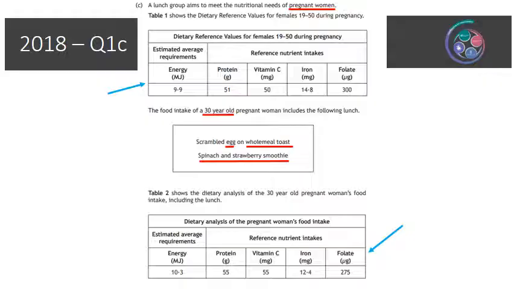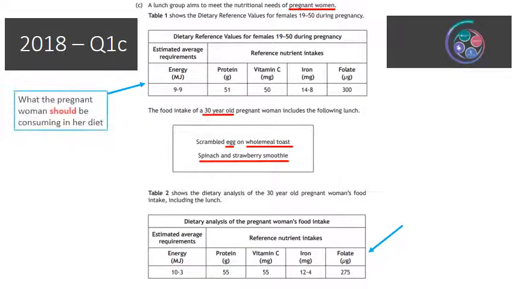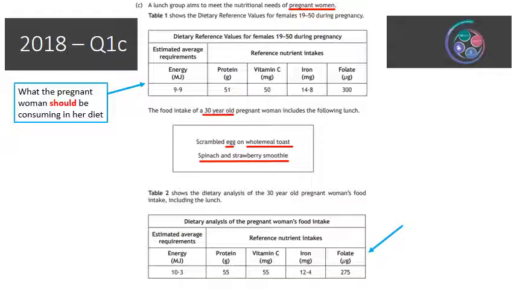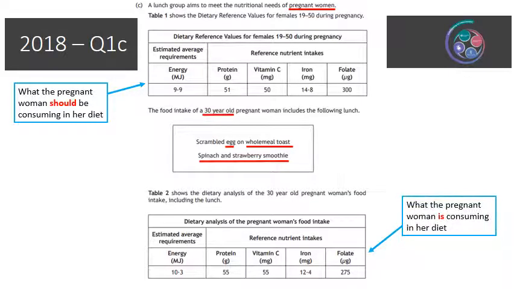If you look at the top table, this is what the pregnant woman should be consuming in her diet, and the bottom table is what the pregnant woman is consuming in her diet. You need to be sure not to get the two muddled up. This question is worth a total of 9 marks. To be able to access all 9 marks, you need to choose 3 nutrients and analyse them.